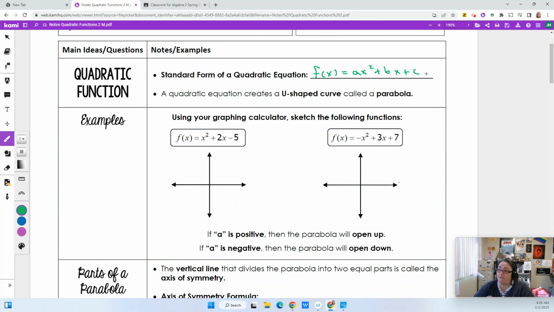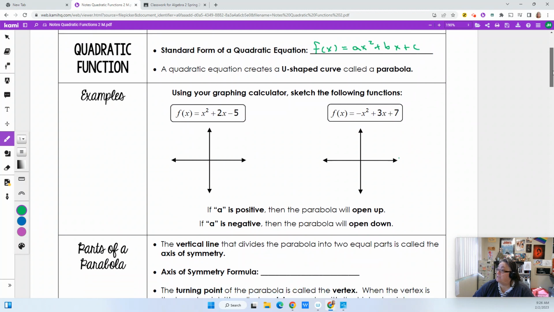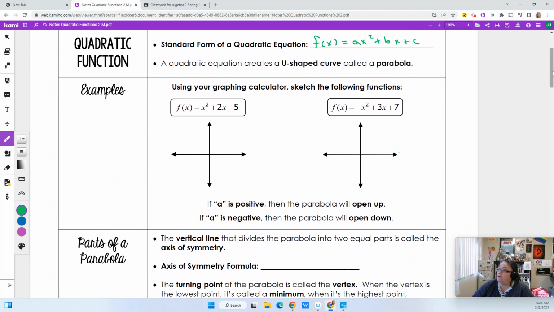So we're talking about coefficients and constants when we talk about a, b, and c, and the reason I'm telling you that is because it's going to play a part in what the graphs of these functions are going to look like. So this next part, it says use your graphing calculator to sketch the following functions, and I'm not going to do that because I do not have a graphing calculator on me right now.